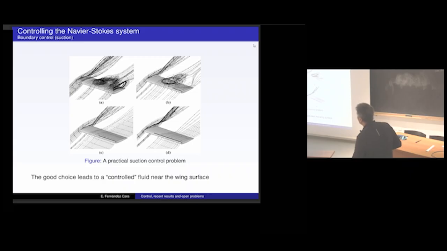of a plane. Without suction on the wing, we have a very disordered and turbulent behavior of the particles near the wing. It begins to stabilize if you make some suction here. If you increase suction, then the fluid begins to adhere to the wing, and the situation is much more comfortable. And so, this is a way to control the behavior near the wing as a practical application of controllability problems.